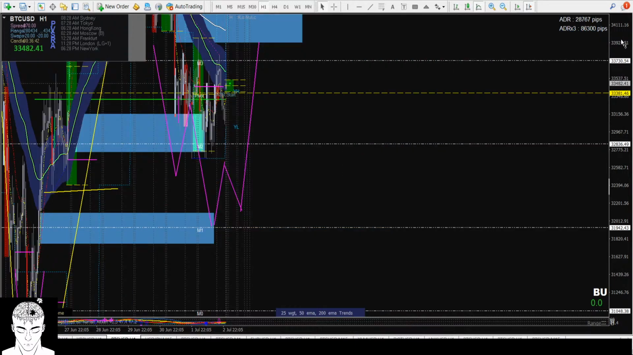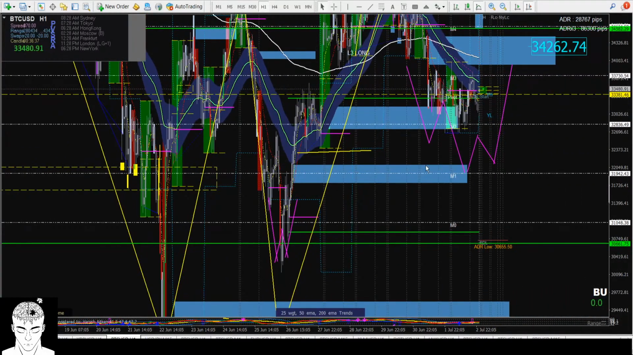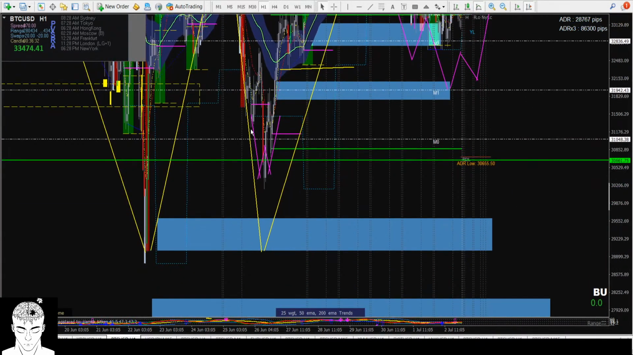On the bigger scheme of things, if Bitcoin does continue to break down and come down into this zone right here, then there is a very good chance that they will bring price down towards this vector point right here. Now, that would be a news move. Someone would have to say something about Bitcoin to get price back down to there.